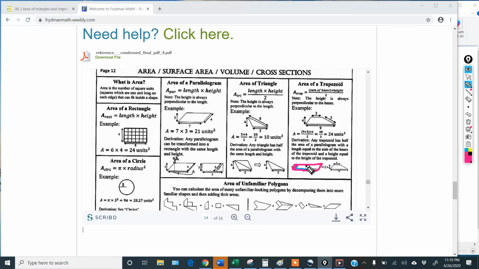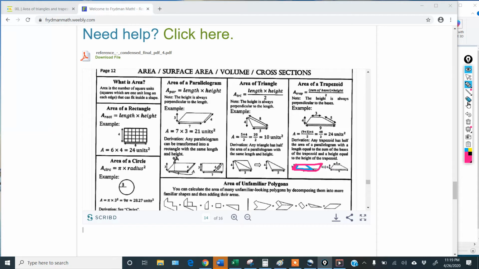Now, over here, why is this formula not exactly the same as this? Because the reasoning is very similar. A trapezoid is half of a parallelogram, just like a triangle is half of a parallelogram. So why is this formula different from this formula? Well, the reason is, and I explain this a little bit better in the video, so please watch the video.